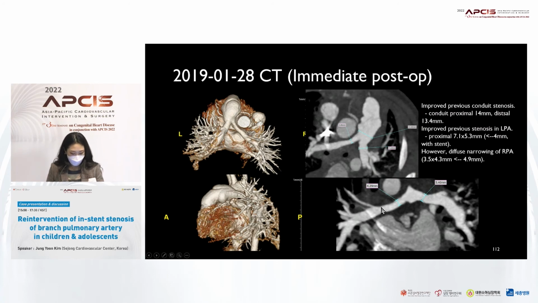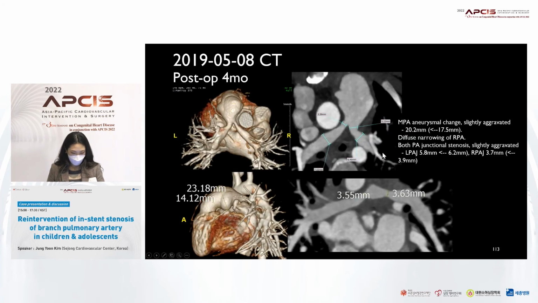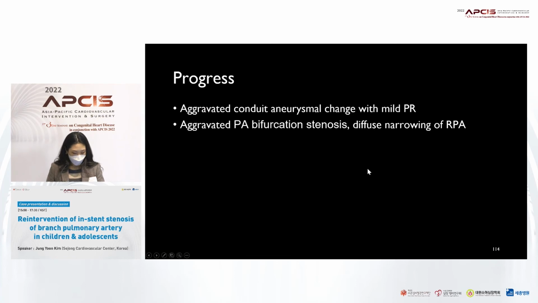The immediate post-op CT scan shows improvement of the previous RVOT stenosis and the previous stenosis in the LPA, but newly developed diffuse narrowing of the RPA, as you can see. One more follow-up CT reported MPA aneurysmal change, diffuse narrowing of the RPA, and slightly aggravated PA junctional stenosis. Follow-up echo revealed aggravated conduit aneurysmal change because of progressive PA bifurcation stenosis and diffuse narrowing of the RPA.